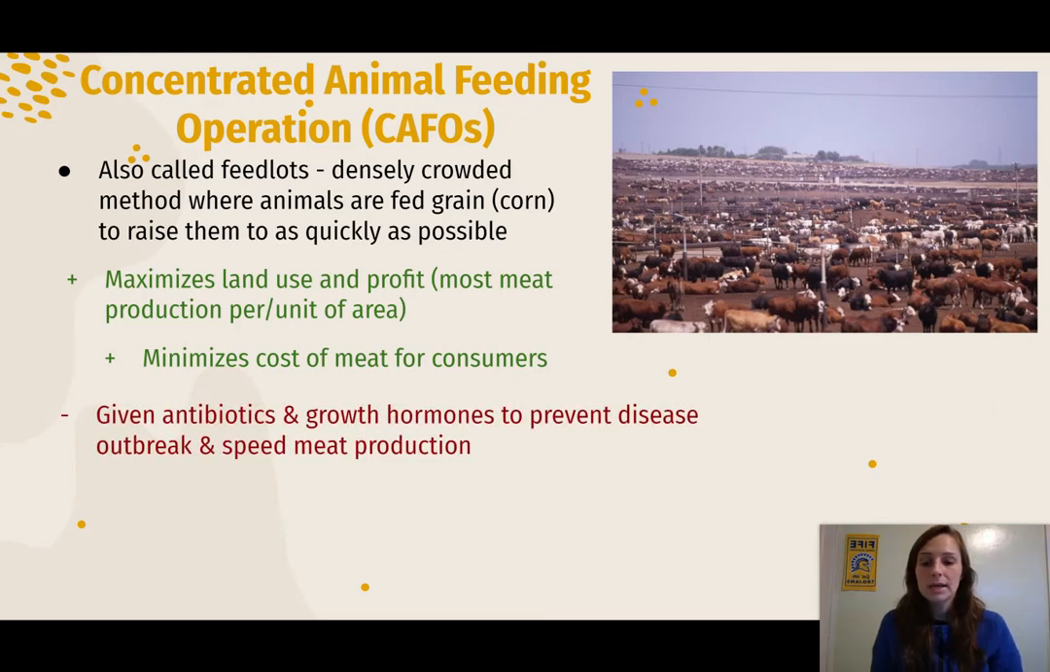Now, some downsides is you have to give them antibiotics and growth hormones. The antibiotics are used to prevent diseases because they're all packed closely together, and so disease can have an outbreak pretty quickly. And then you're giving them hormones to speed up their meat production so that they can get big and fat really quickly so that you can harvest them sooner and maximize your turnover of these animals that you're raising.